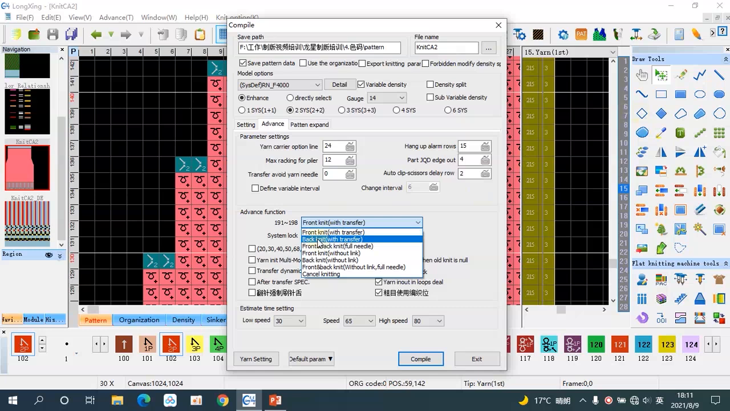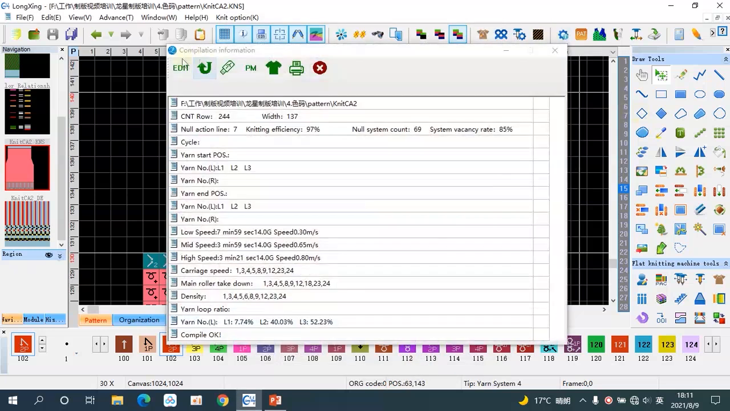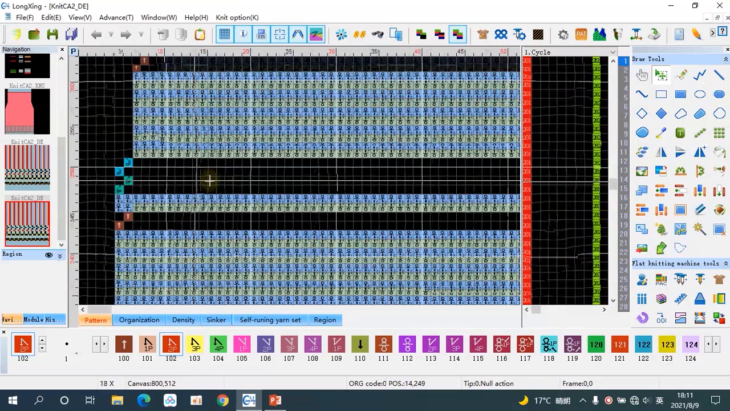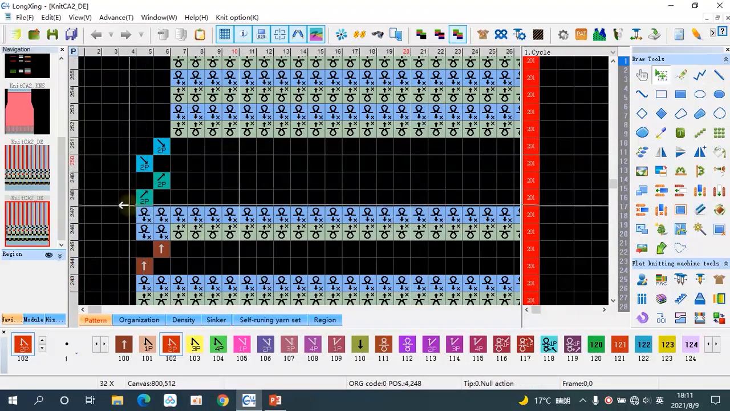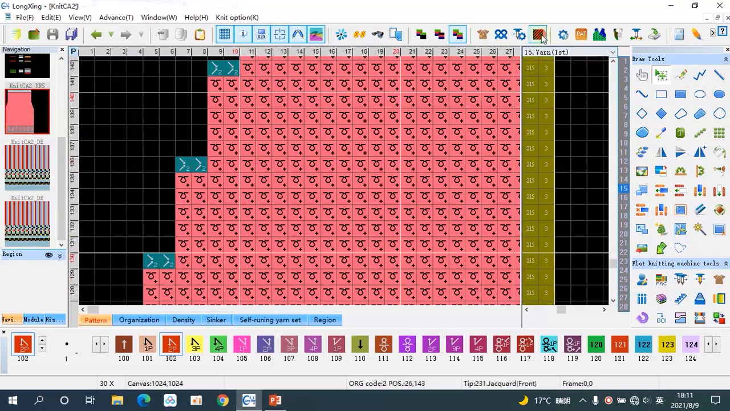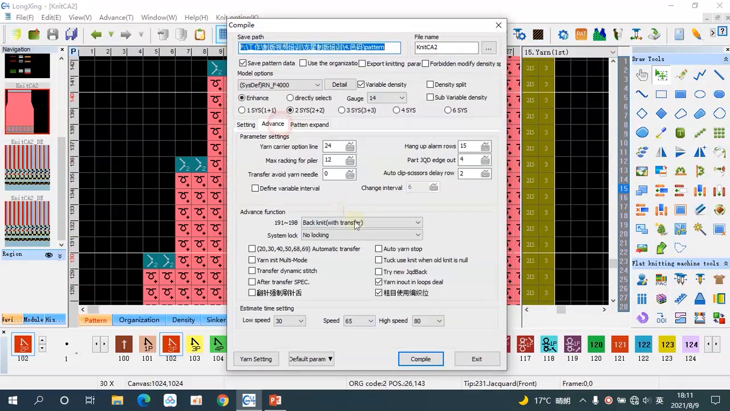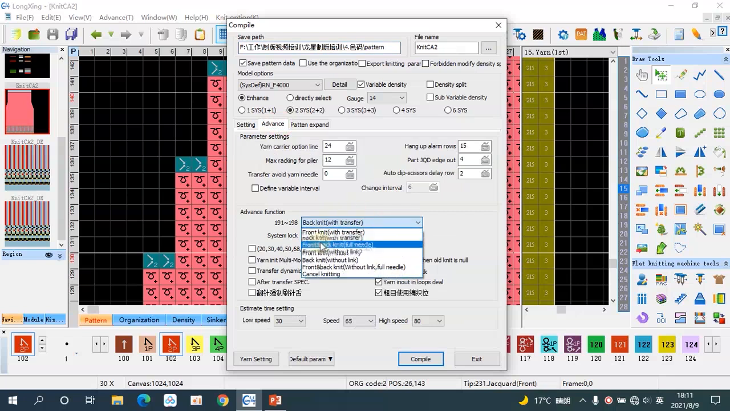Now we choose back knit with transfer, then compare. Now you can see there is back knit and the action is like this. The rest you can try by yourself.